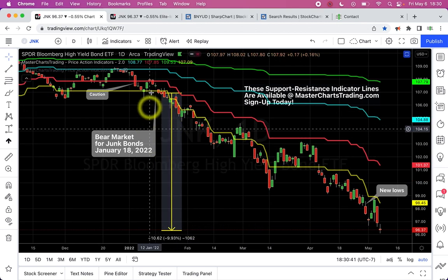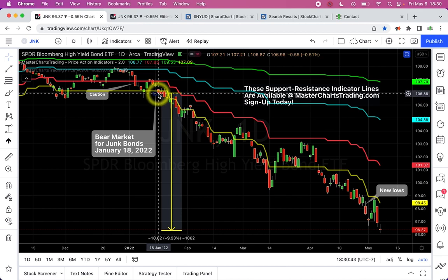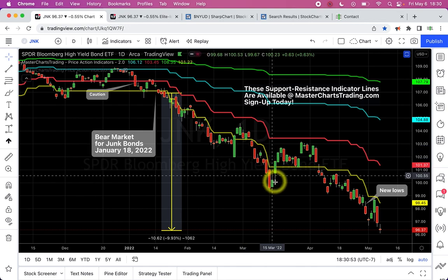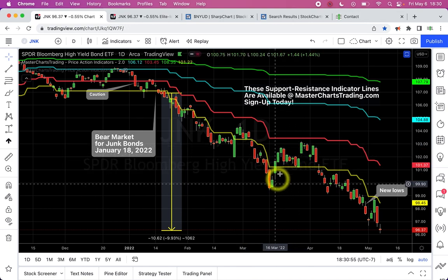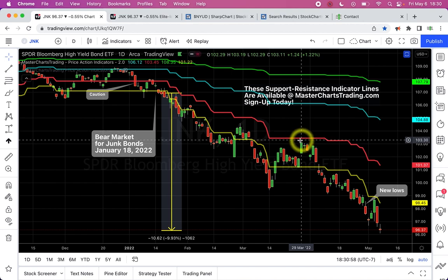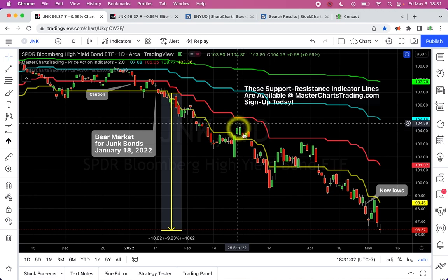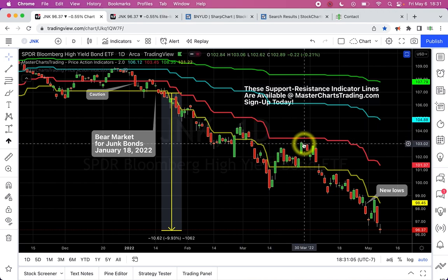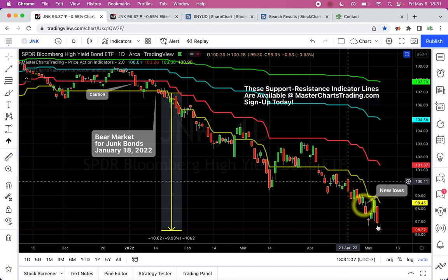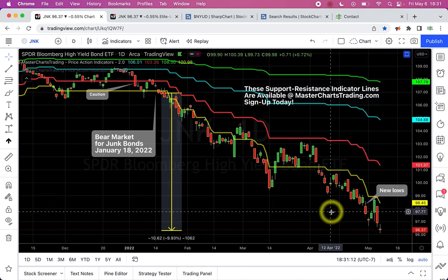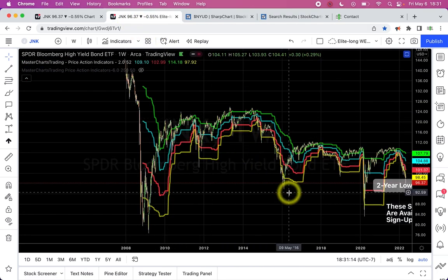In this case, high yield bonds went into a bear market right there, January 18th, and they were really the first canary in the coal mine, with really strong selling. There were barely any bounces. Usually we try to sell short when we touch the red line. We didn't even touch the red line. We came close here in February, came close here in March, and just continued to collapse. Lower lows, lower highs, lower lows, lower highs. So right now we're in pretty bad shape as far as junk debt is concerned.